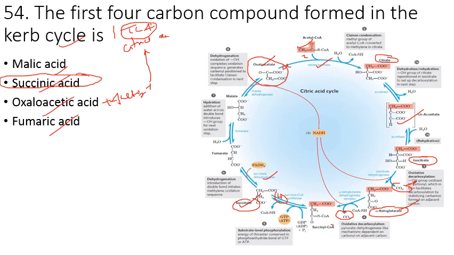Then it undergoes the dehydrogenation reaction again, and here FADH2 is produced, and it results in formation of another 4-carbon compound, fumarate. Then it undergoes a hydration reaction that leads to formation of malate, and finally again a dehydrogenation reaction that leads to formation of oxaloacetic acid. So this is how this cycle takes place, and the first 4-carbon compound found in this cycle is succinate or succinic acid.